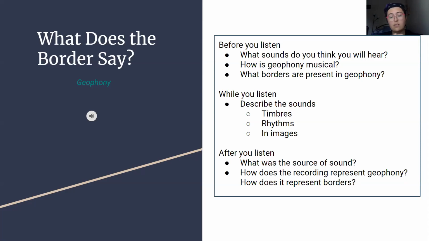Before you listen, we're going to consider a couple questions. What sounds do you think you will hear when we're talking about the US-Mexico border? How is geophony musical? How can wind, how can rocks moving against each other be musical?